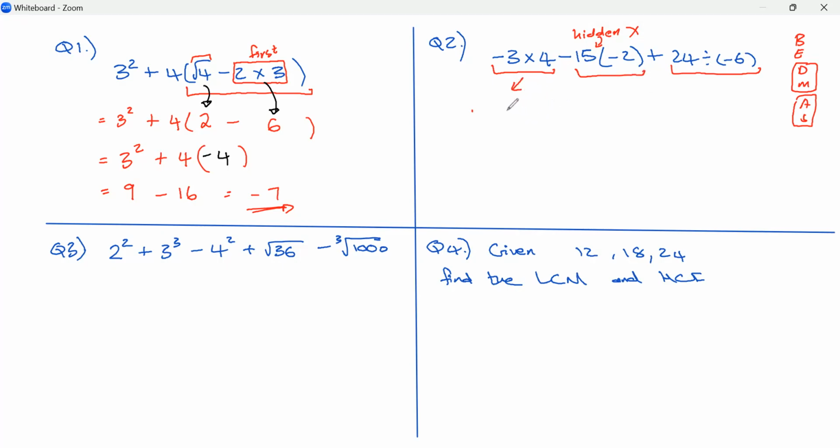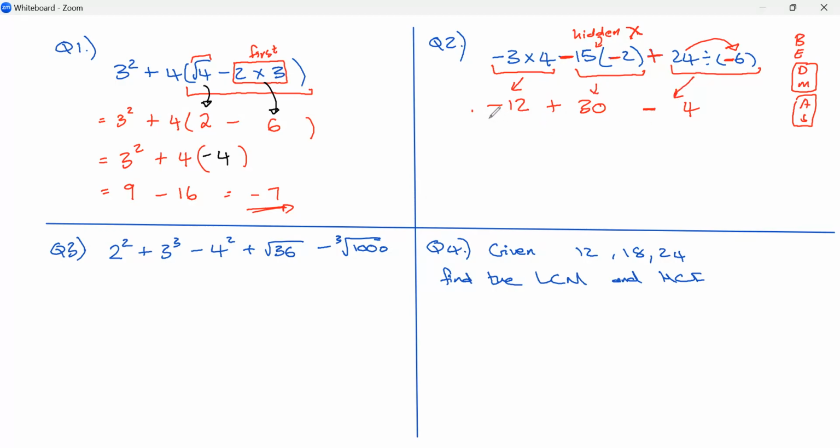This is going to be negative 3 times 4, which is negative 12. This is 15 times 2, which is 30. But we also got a negative times a negative, and it becomes a positive. Then we've got plus, and 24 divided by negative 6. 24 divided by 6 is 4, but because this is a negative and this is a positive, a negative divided into a positive makes it negative. So from here, you get negative 4.